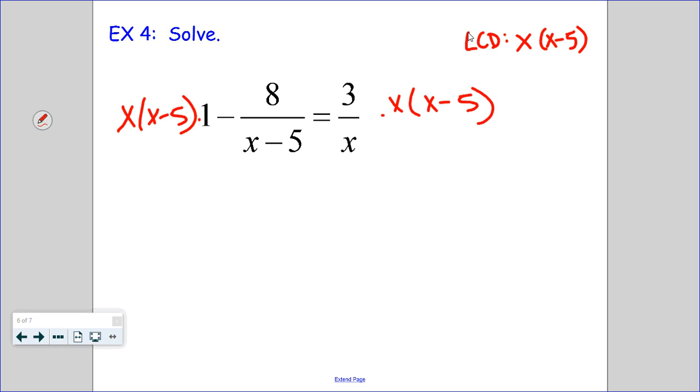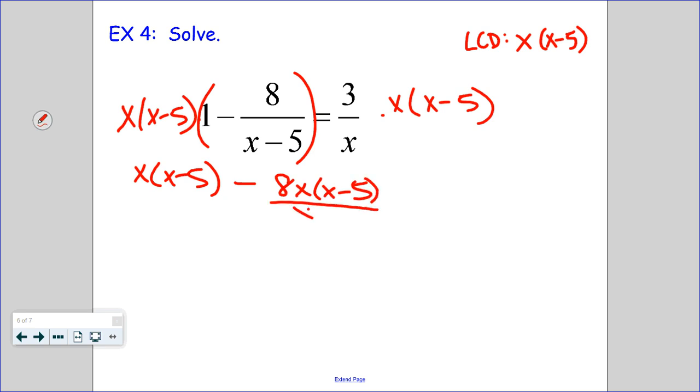Okay, and you remember you're multiplying both of those by that. So when I multiply the 1, it doesn't have a denominator, it's just going to be x times x minus 5. Minus, and then I'm going to do 8 times x minus 5 over x minus 5 for the time. Okay, so anything cancel there? The x minus 5. Okay. And then I have a 3x times x minus 5 over x. Anything cancel there? The x. Okay? So that cancels. So now we write down what we have left over.